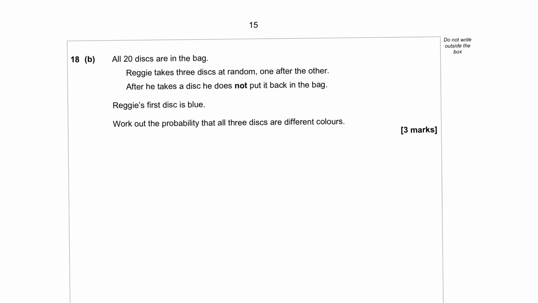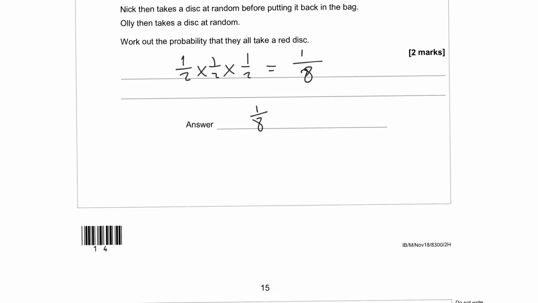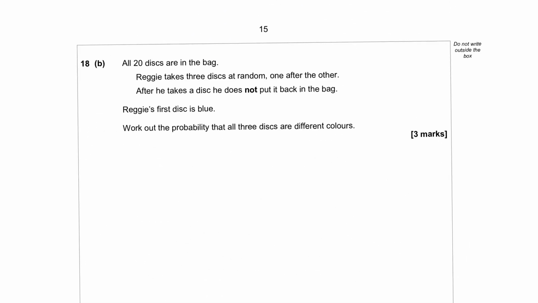After he takes a disc, he does not put it back in the bag. The difference here is that they put them back in the bag, whereas Reggie does not put them back in the bag. So it says Reggie's first disc is blue. So it says work out the probability that all 3 discs are different colors.